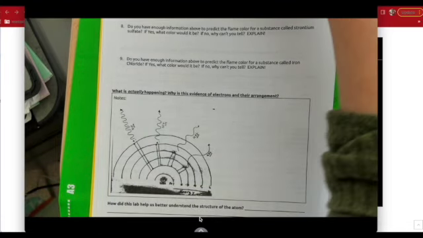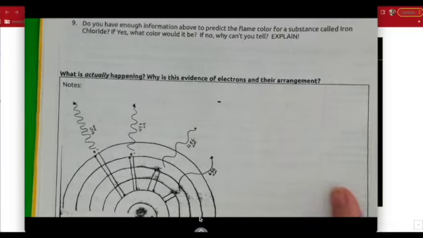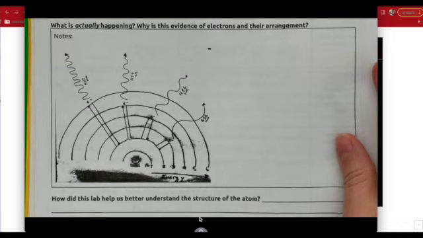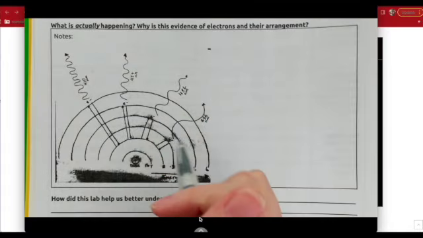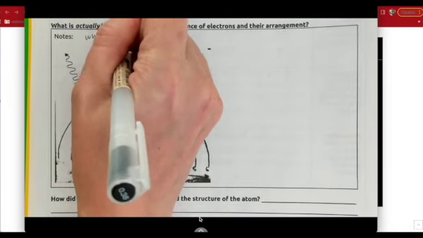Basically, what we're going to do is summarize what we just discussed on paper so you can reference it. Okay, so what is actually happening in this lab? Why is this evidence of electrons and their arrangement? And how does this help us better understand the structure of the atom? So what we have here is a diagram of the atom with some labels.